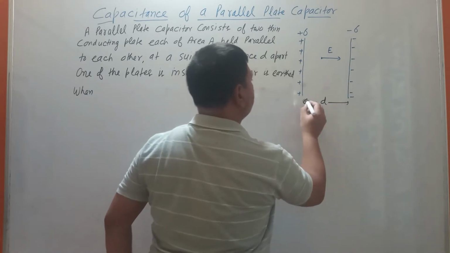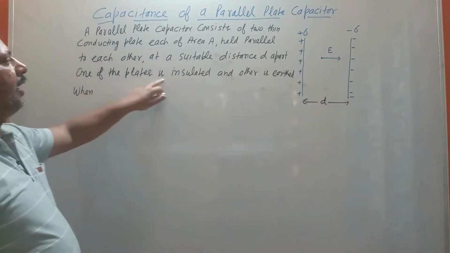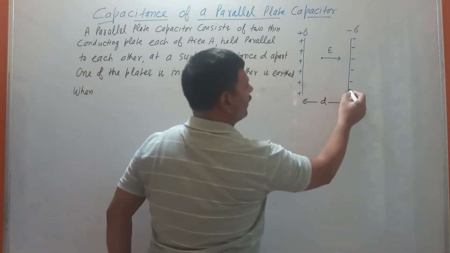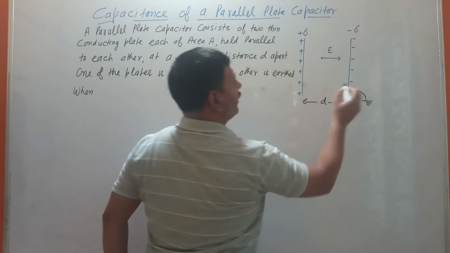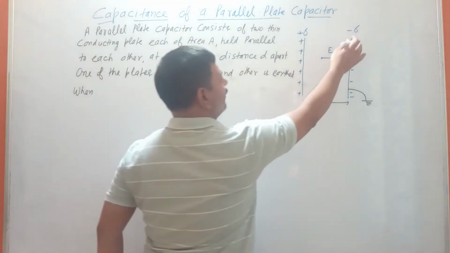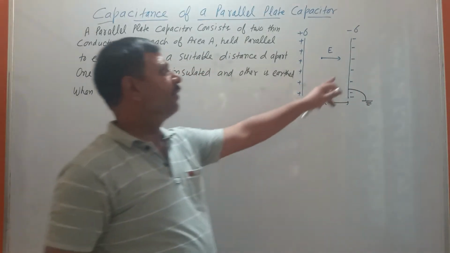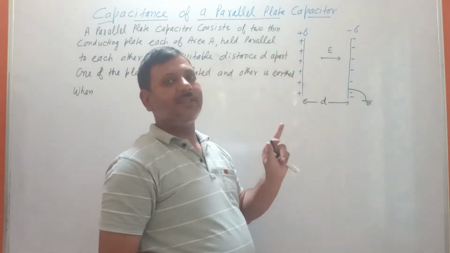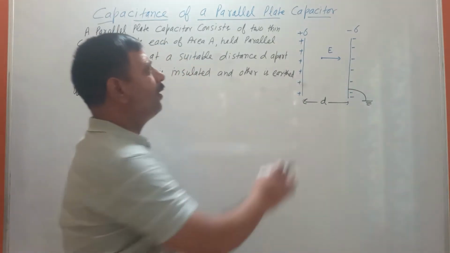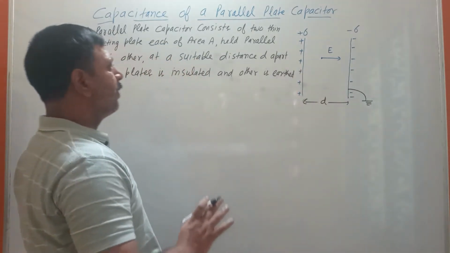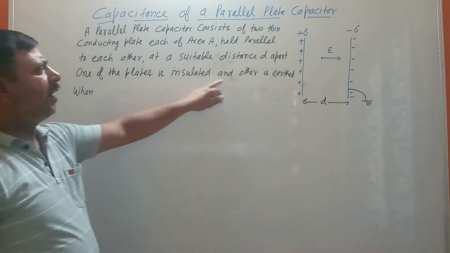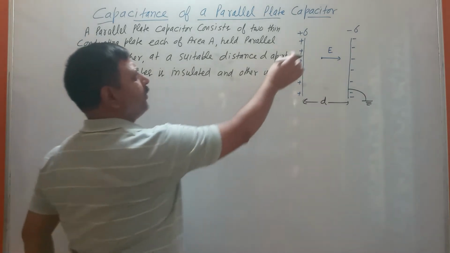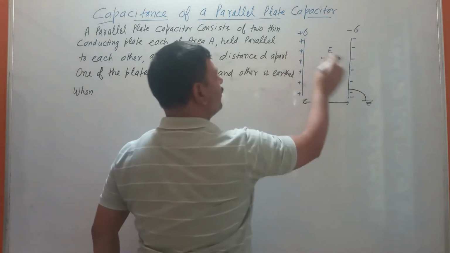This is distance D. One of the plates is insulated, and the other I have connected with earth. By induction, this plate becomes negatively charged. Electrons will come from earth to this plate, and it becomes an equal and opposite negative charge. So this one is positive charge, this one is negative charge.